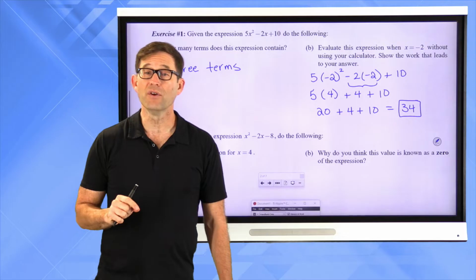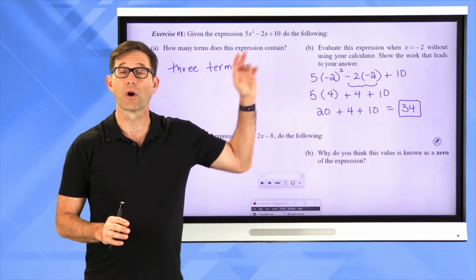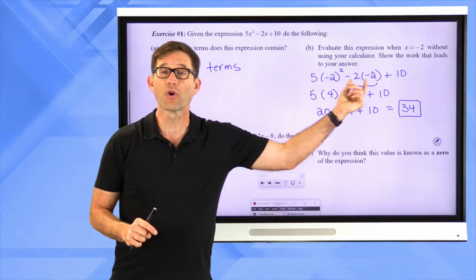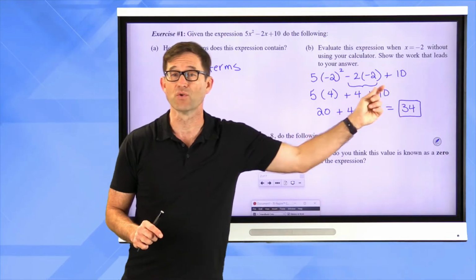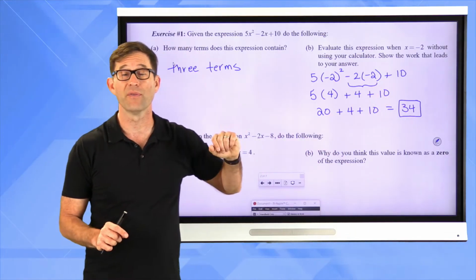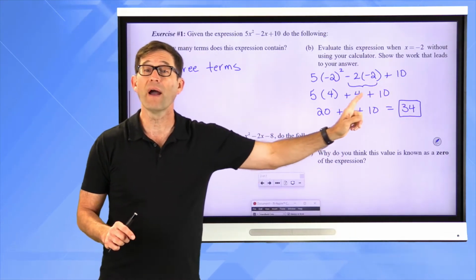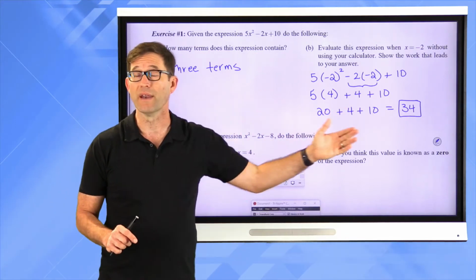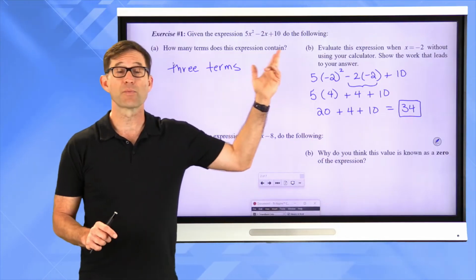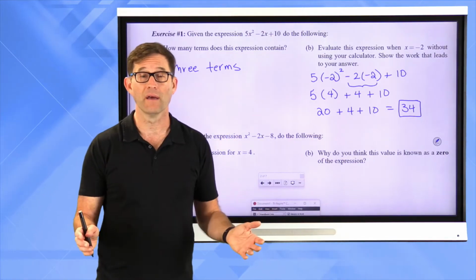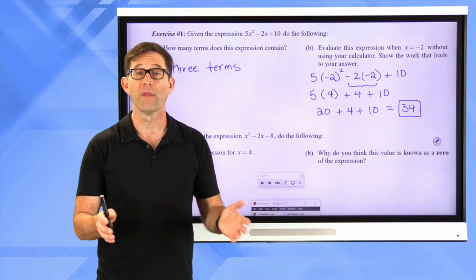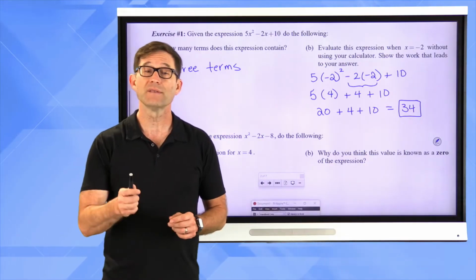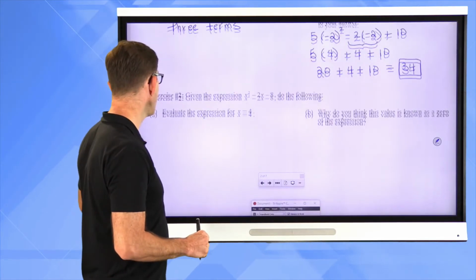Notice that what we're really doing, and this is why terms are terms, is that each term gets evaluated individually. Of course, there's nothing we have to do to evaluate the number 10, and then we combine those terms, in this case, using addition. So we end up getting 34. Now, this expression can take a whole variety of different values depending on what the value of x is. Let's take a look at another expression in exercise number 2.